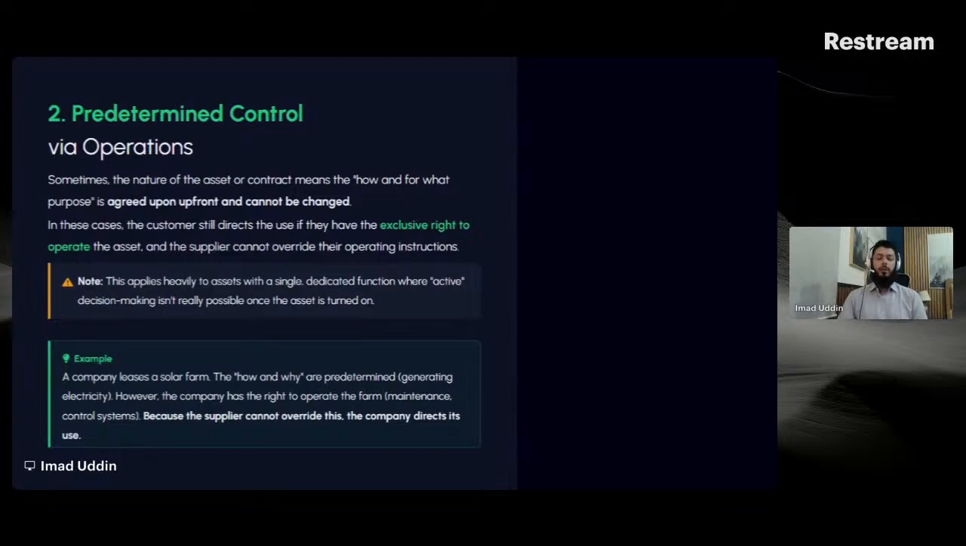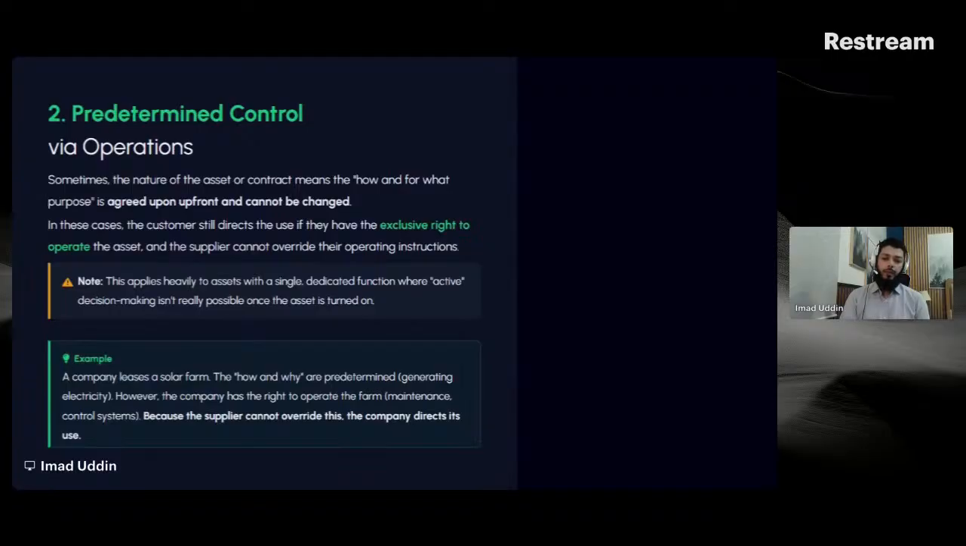So let's say it's a very complex machinery, and they decided that they would use it to produce a particular kind of gadget, and they are using it as they like to produce that particular gadget. So this applies heavily to assets with a single dedicated function where active decision making isn't really possible once the asset is turned on.